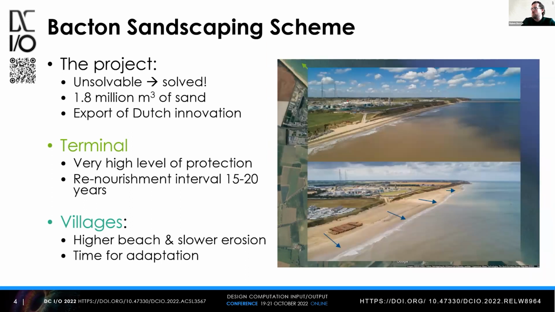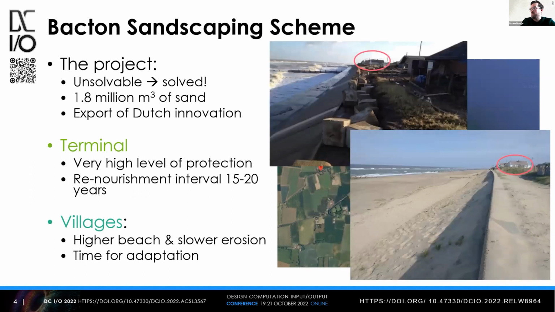These are some images from the terminal location. You can see the impact that the scheme has had there, and we placed sediment up to about 7 meters. So it's quite big. And this is the impact it had at the villages. The house in the pink circle is the same, and the upper image is before the scheme, and the lower image after the scheme. And these people actually told us we were able to sleep now. We know we're safe.